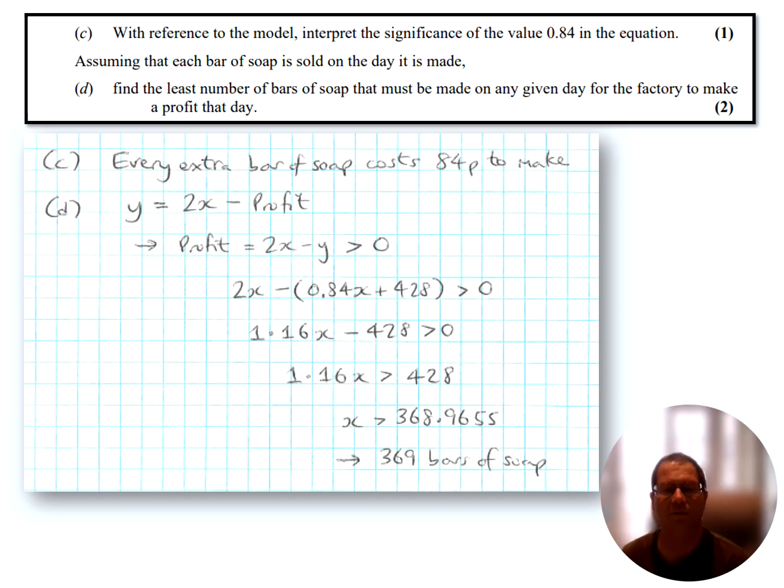So I can substitute in for y in our equation, our 0.84x plus 428. So 2x minus, in brackets, 0.84x plus 428 must be greater than 0. Removing the brackets, we get 1.16x minus 428 is greater than 0. If we add 428 to both sides and divide by 1.16, we get that x is greater than 368.9655. So the least integer, because we have to have a whole number bar of soap, the smallest integer above 368.9655 is 369. So that is the answer to the question if we want to make a profit.